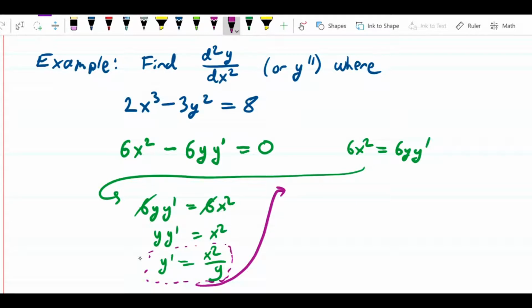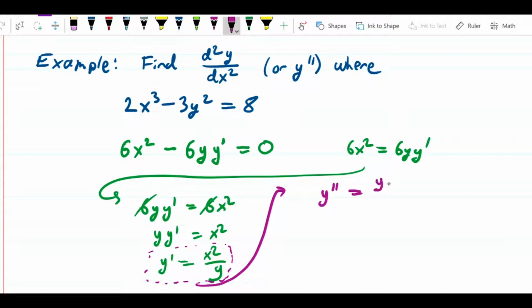So first of all, on the left, what's the derivative of y prime? Well, we don't really know anything about it except the derivative of y prime is y prime prime, because y prime prime is the derivative of y prime. And on the right side, we're just going to use the quotient rule. So we have y on the bottom and x squared on the top.